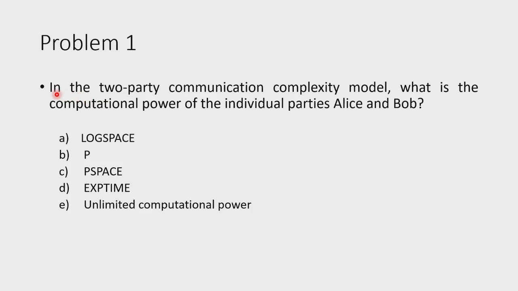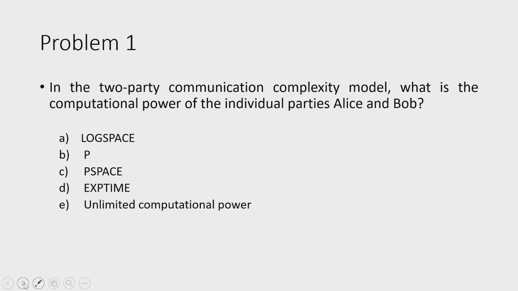So the first problem is: in the two-party communication complexity model, what is the computational power of the individual parties Alice and Bob? The options are: A, both are log-space Turing machines; B, both are polynomial-time Turing machines; C, both are polyspace Turing machines; D, both are exponential-time Turing machines; and E, both have unlimited computational power. This is just a recall question. What's the answer? E, both have unlimited computational power.